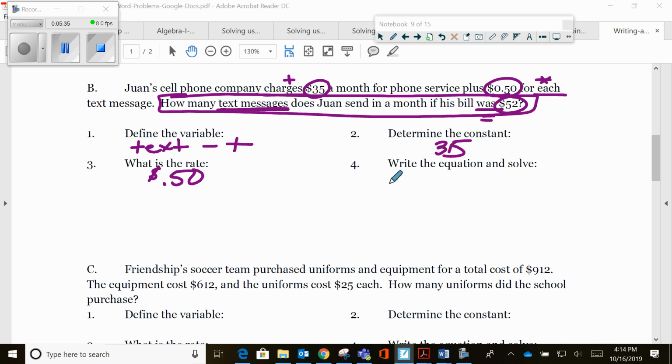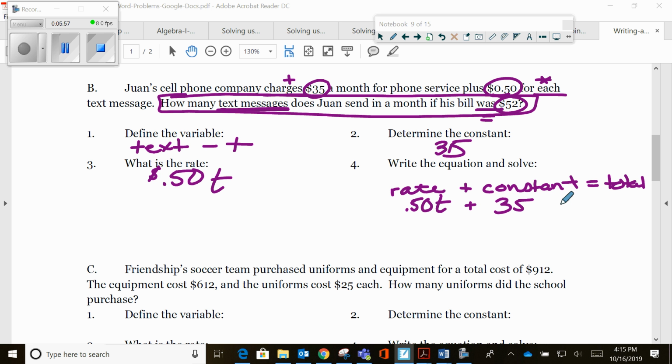To write the equation, we follow that formula: rate plus constant equals total. So our rate is 0.50T, that's 50 cents times the number of text messages, plus our constant, you have to pay the $35 no matter what, equals the total of $52.